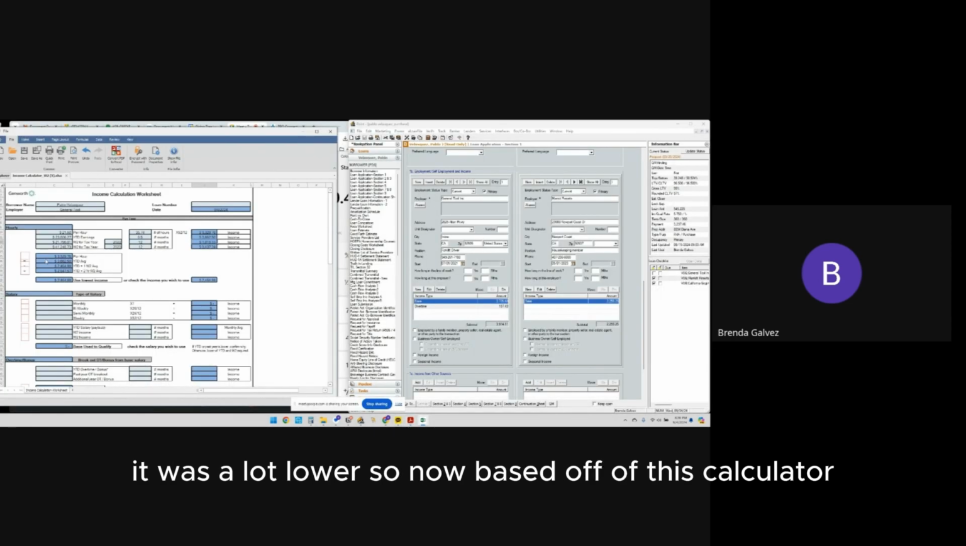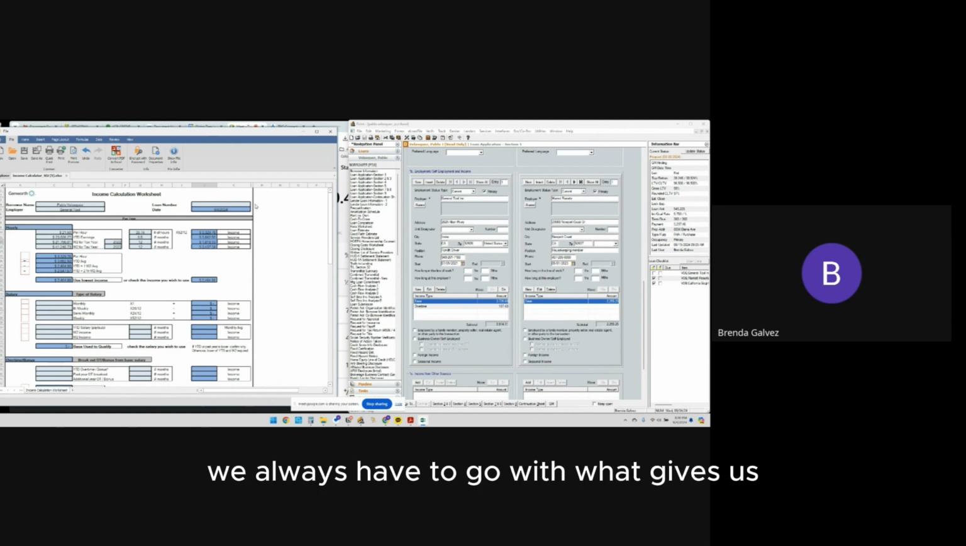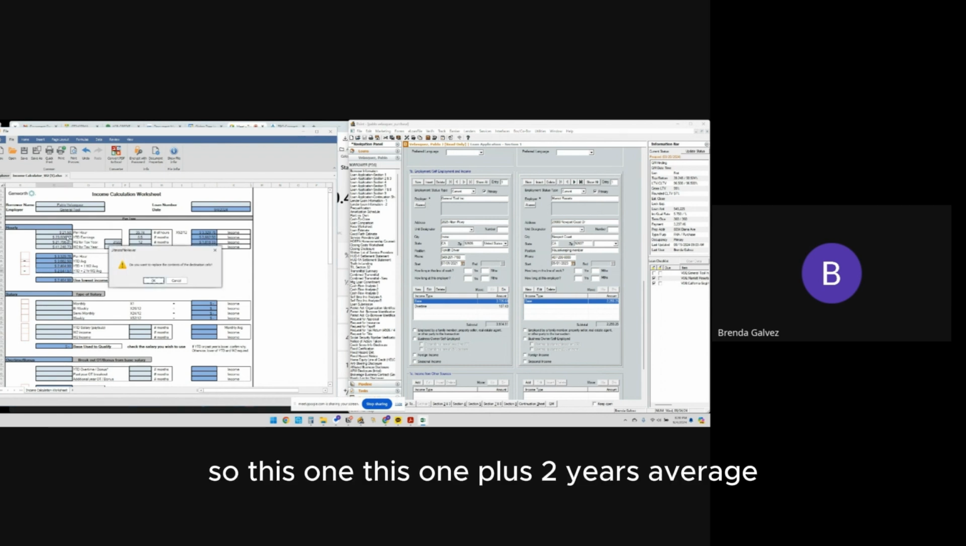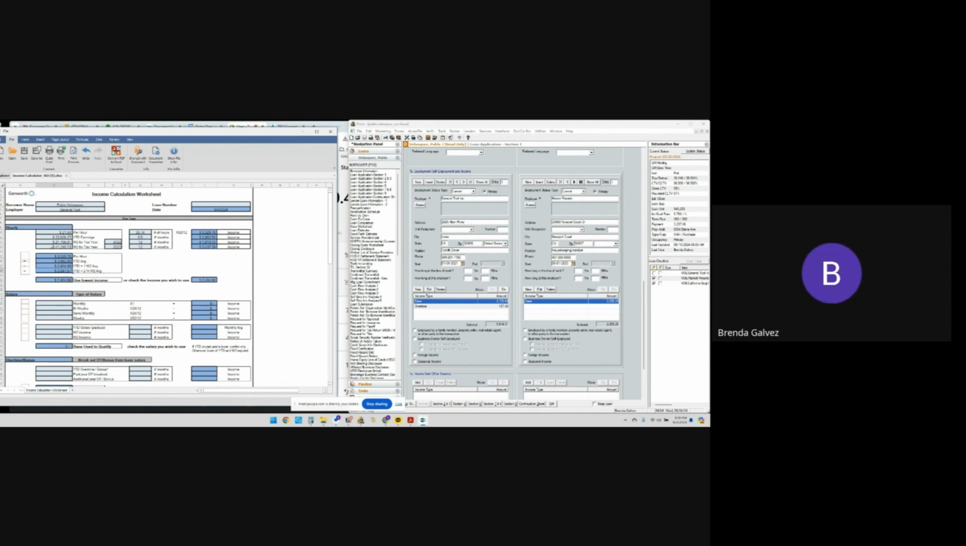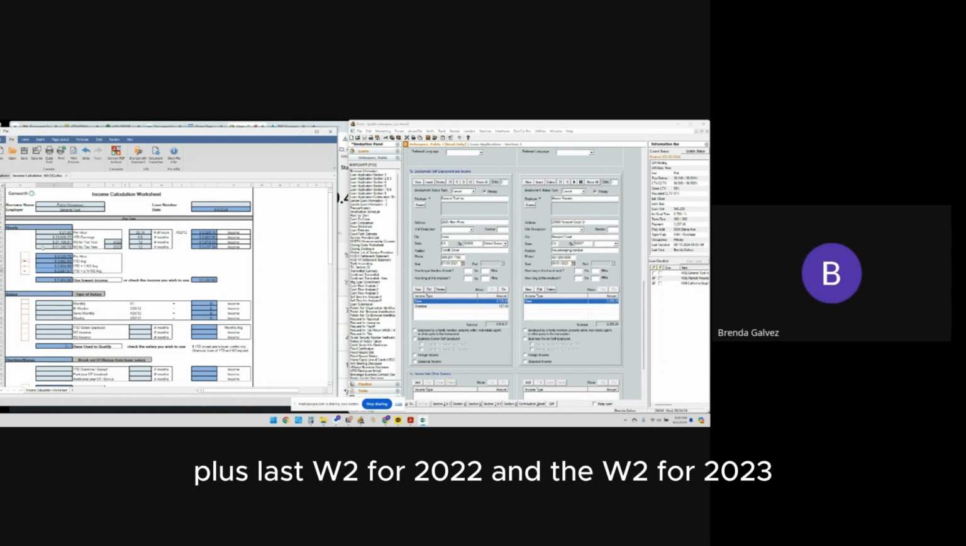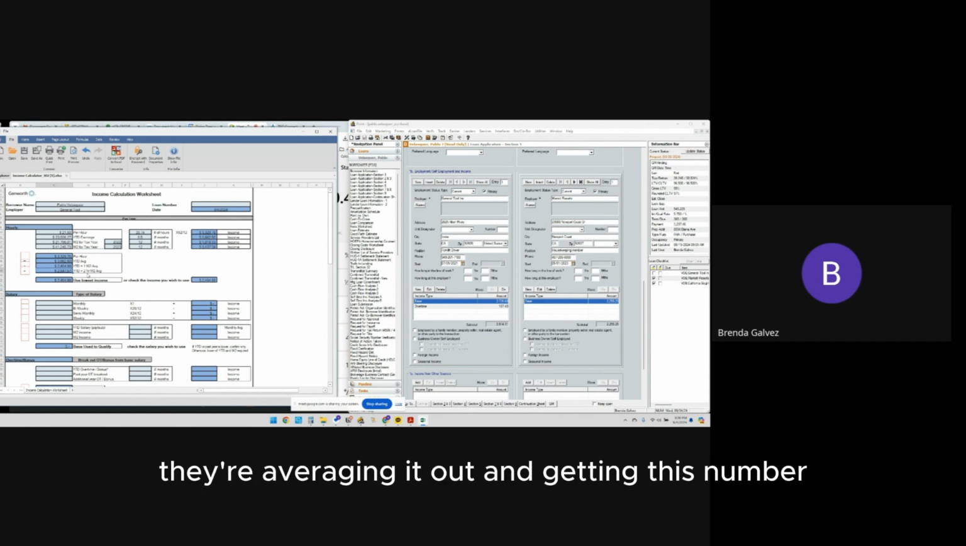Now, based off of this calculator, we always have to go with what gives us the lower value. In this case, the lower income is the year to date, plus 2 years average. So they're adding all three, the year to date plus the last W-2 for 2022 and the W-2 for 2023. They're averaging it out and getting this number.